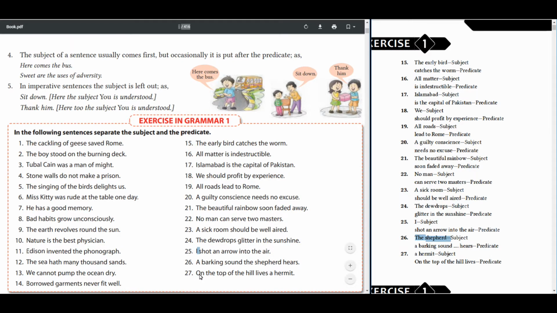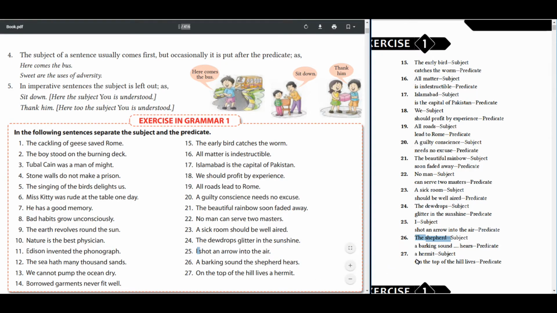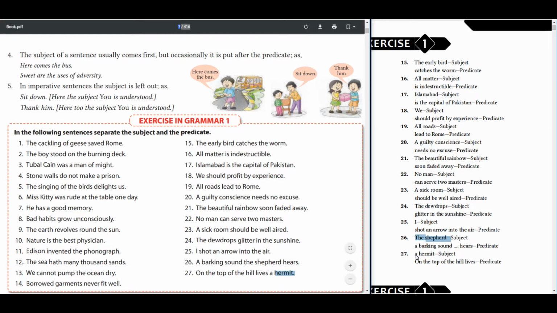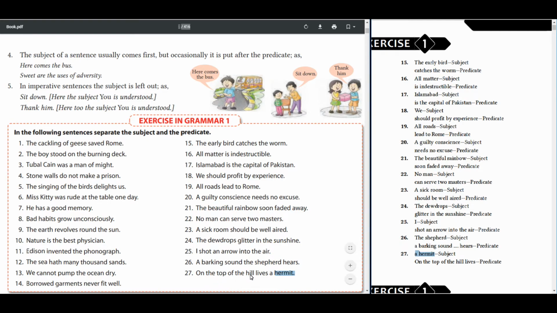27th and the last sentence of this exercise. On the top of the hill lives a hermit. A hermit is like a superhero. So the 27th is a hermit. It's a tricky sentence. Look, the subject comes at the end. Who is doing work? Who is performing the action? Who is doing something? The hermit. So hermit is the subject. And the rest of the sentence, on the top of the hill lives, is a predicate.